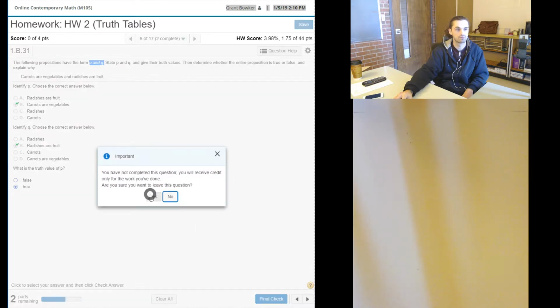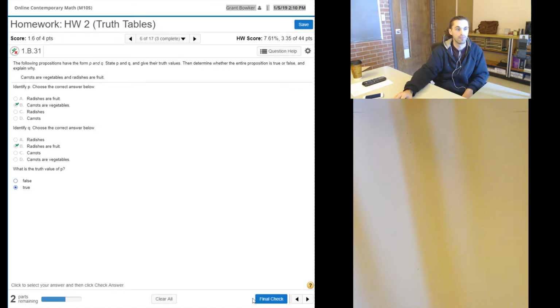What is the truth value of P? Well, carrots are vegetables, so that would be true. What is the truth value of Q? Well, Q is the second proposition, radishes are fruit. Radishes are not fruit, so that would be false.